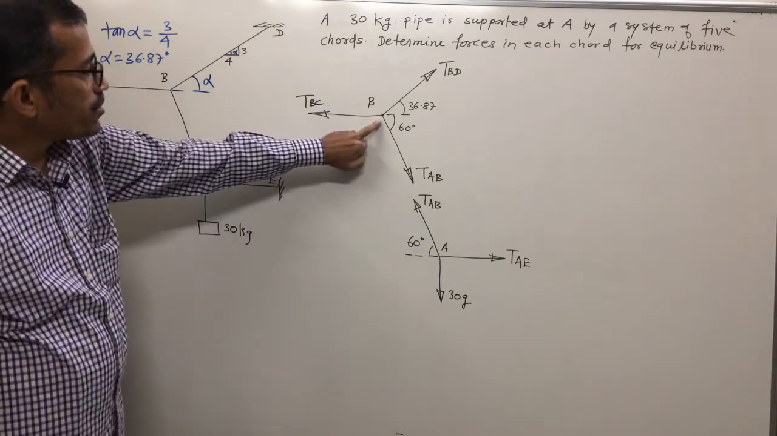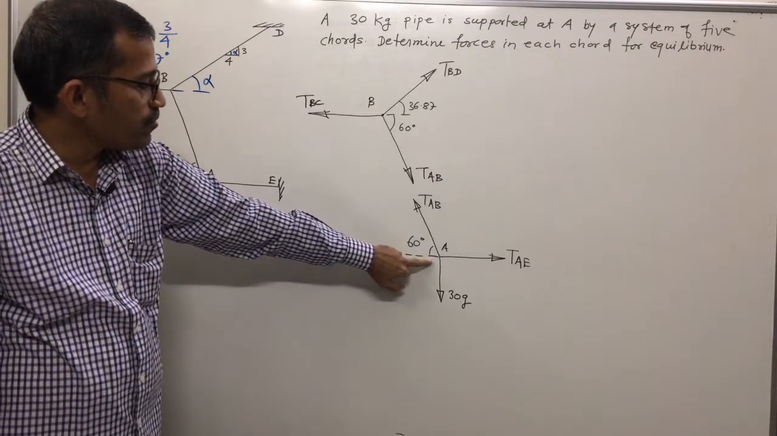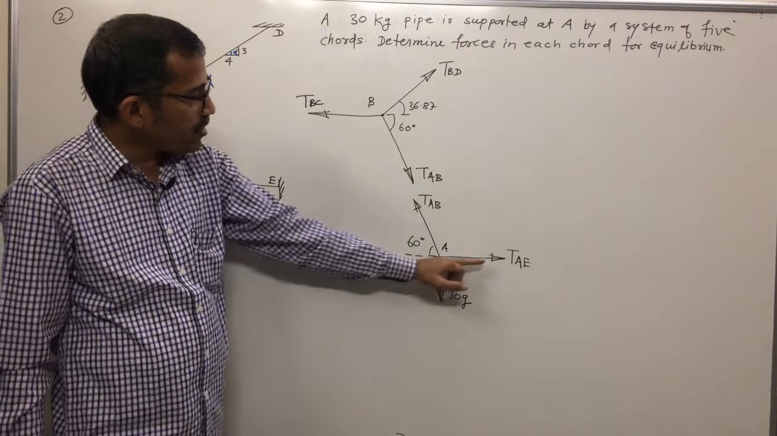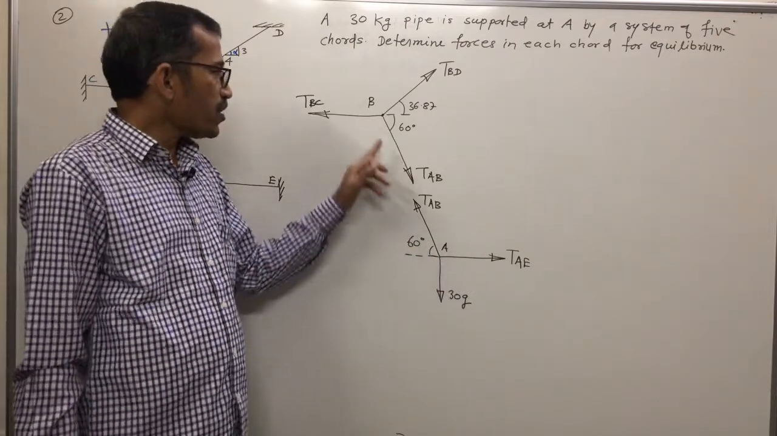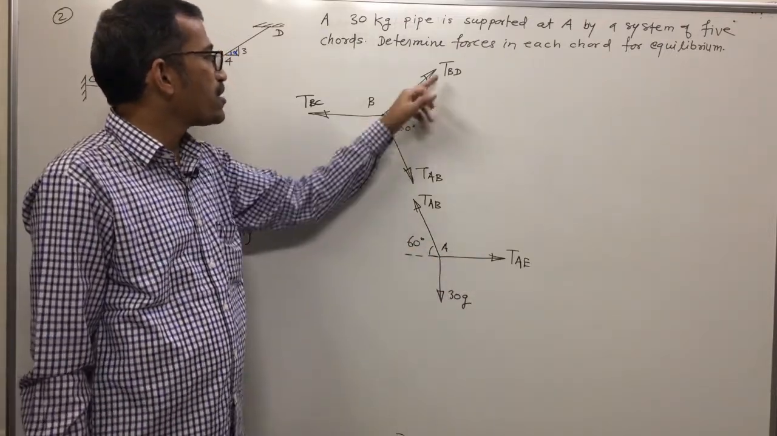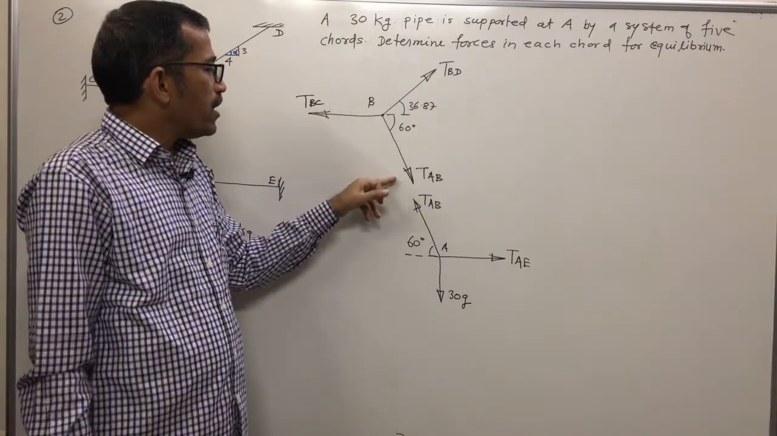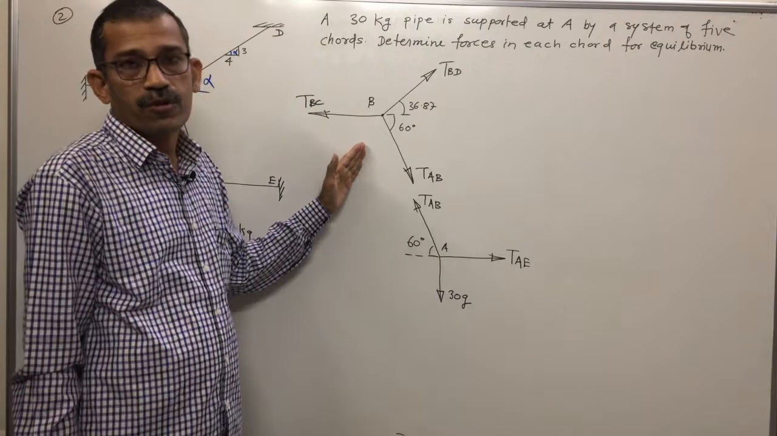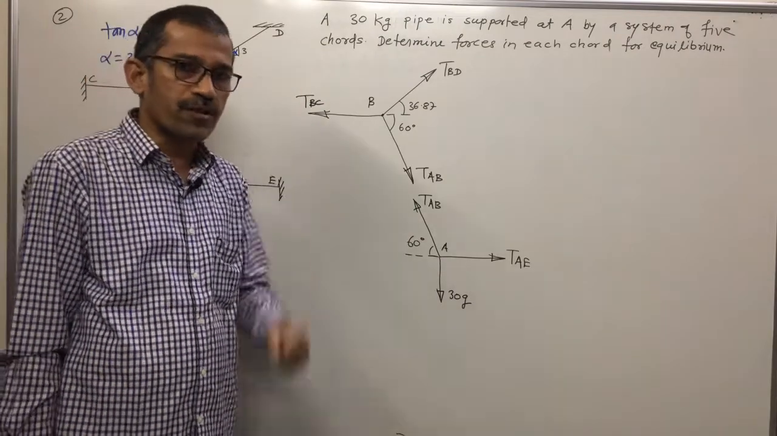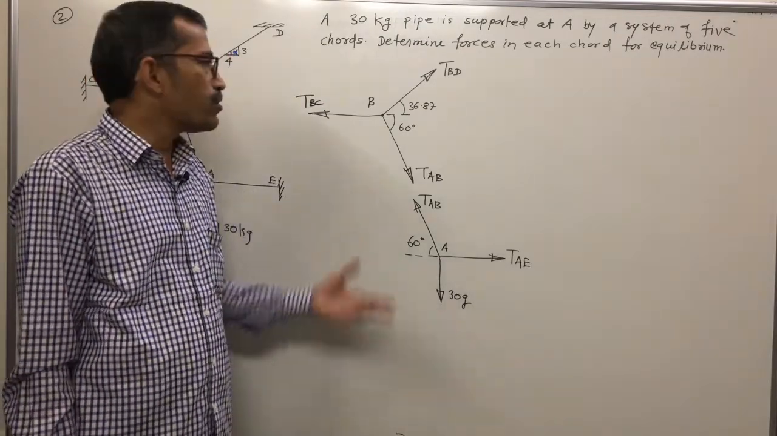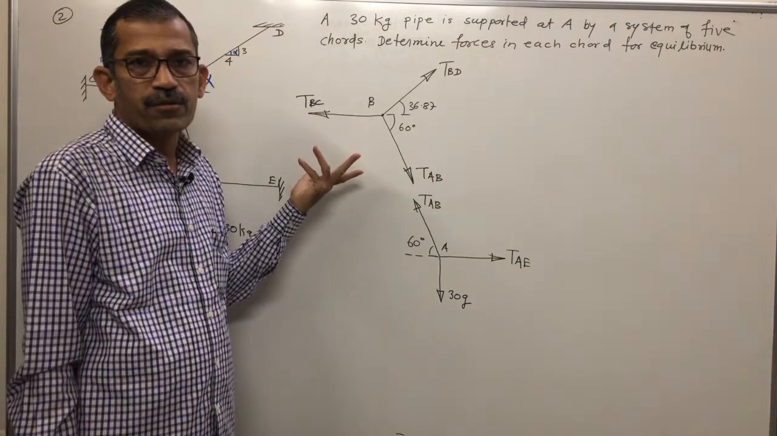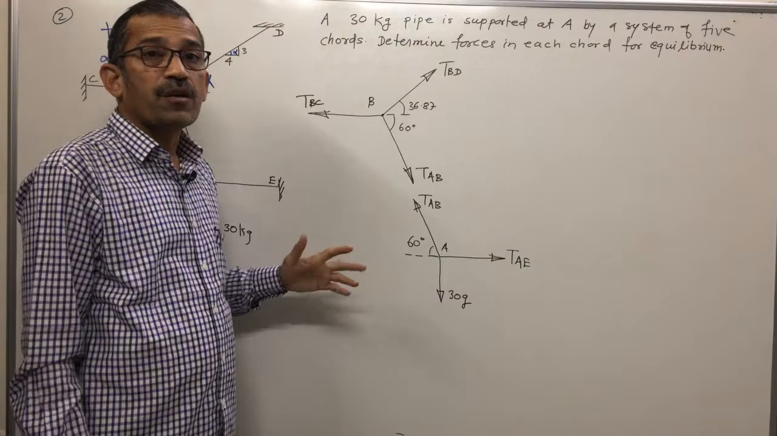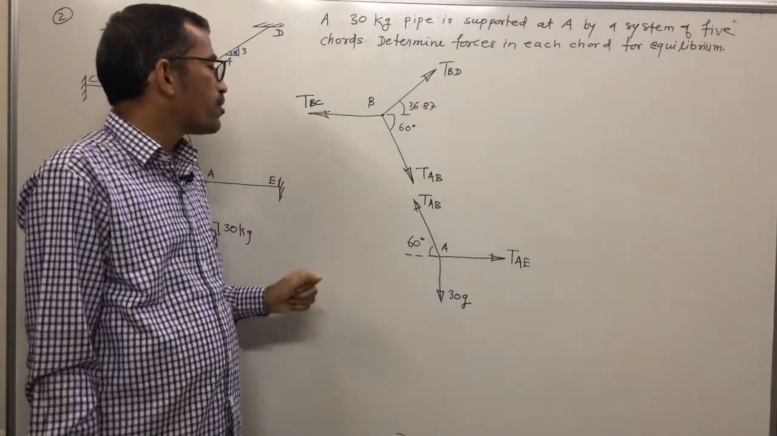This is a concurrent force system. Yes, this is also a concurrent force system. In this concurrent force system, unknowns are 2. In this free body diagram, unknowns are 3. Any concurrent force system cannot be solved for 3 unknowns, because for a concurrent force system there are only 2 equations. Moment equation you can't apply. Means only 2 equations: summation of Fx equal to 0 and summation of Fy equal to 0. Unknowns are 3, equations are 2. Here solution is not possible.